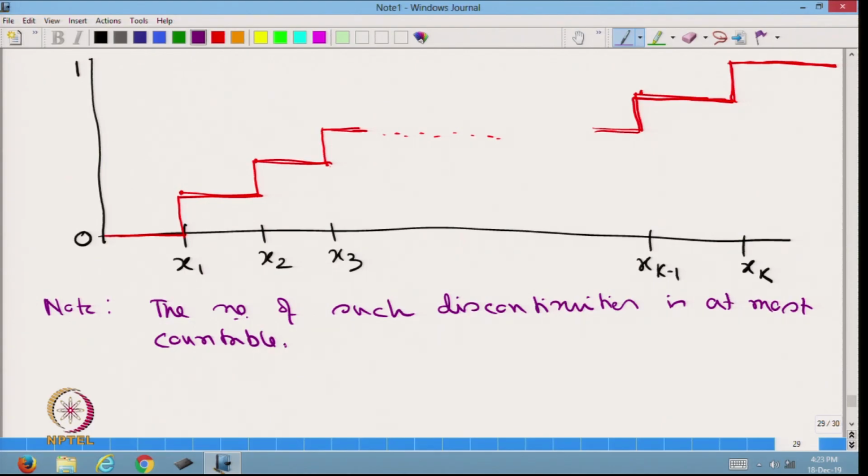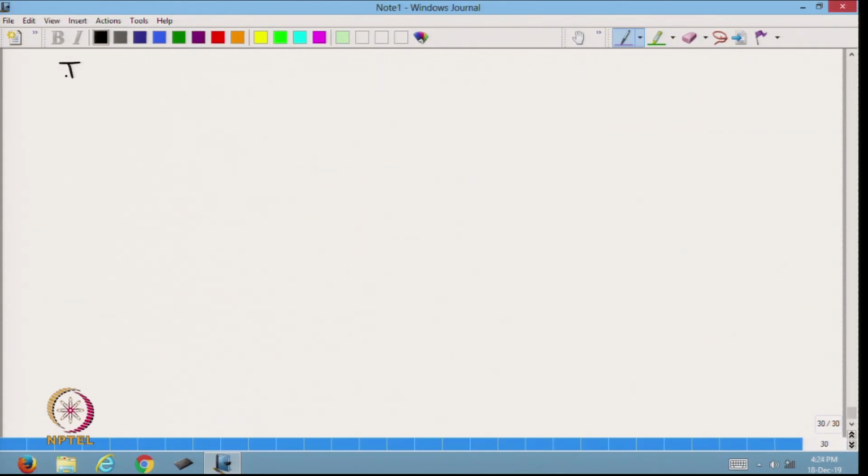That is, there cannot be uncountably many discontinuities in the CDF of any random variable, and I hope you could guess the quantum of jumps. This is P 1, this is P 2, this is P 3, this is P k minus 1, this is P k, and finally, it is going to be 1 because the sum of all the probabilities is equal to 1.